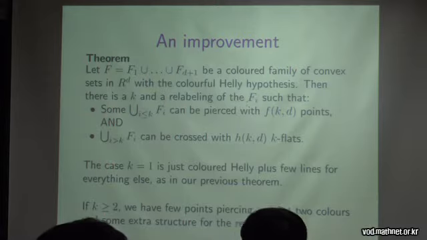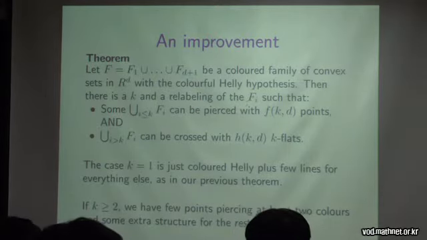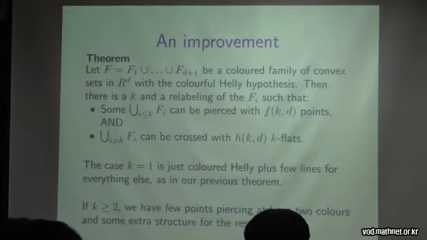And if k is at least 2, then you have few points to the whole thing. So this is the other case. And you have something extra: the rest of the elements can be crossed. Well, when it's exactly 2, it says that it can be crossed with few planes. And of course, you can have a bigger k, which would be better because it tells you that you have more families that can be pierced with few points. So this is an improvement on the previous theorem.